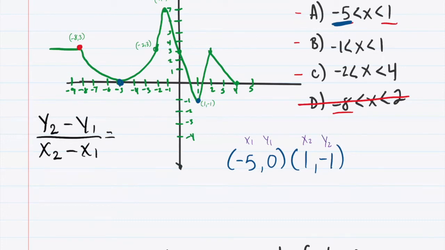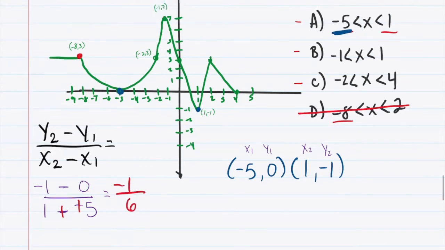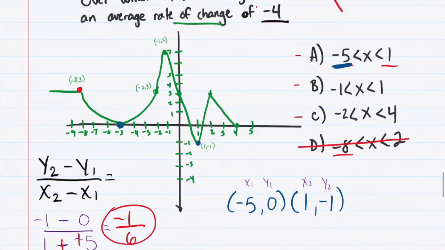So my y2 will be -1. There's a minus in the formula. y1 is 0 over x2 is 1 minus in the formula. There's a -5 in the x1. And what happens with a negative and a negative? They become positive. So on top, we have a -1. And at the bottom, what's 1 plus 5? It's a 6. Did we get -4 as an answer? No, we did not. This is how we know A is wrong.